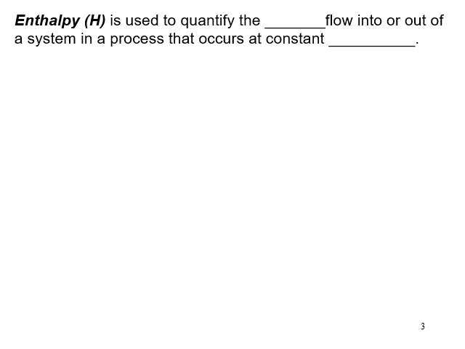So let's keep on talking about enthalpy though. Enthalpy, if you think about the letter H, is heat. It's to quantify the heat flow into or out of a system that occurs at a constant pressure. So recall, enthalpy is occurring at a constant pressure. So when we say Q, which is heat, with a little p subscript, that's enthalpy. It's at a constant pressure.